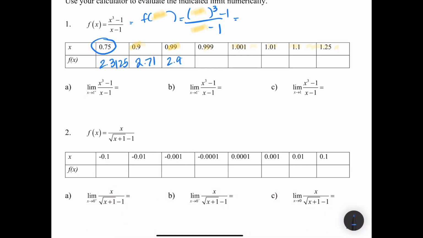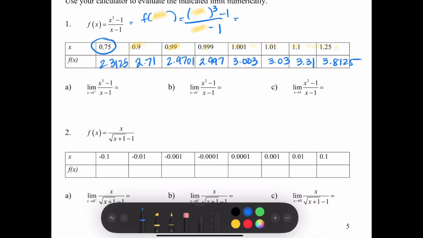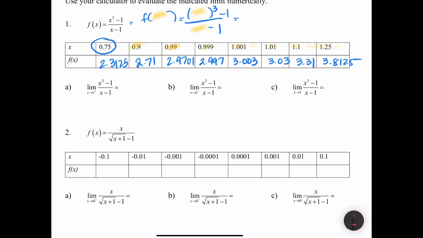And these are the values that I got. And like I said, you're more than welcome to double check yourself and plug these into your calculator. Okay, so these are the values that I got, and I'm going to be observing the x-axis. So I can see that these x values are getting really, really close to the value of 1 from the left and from the right side, right?